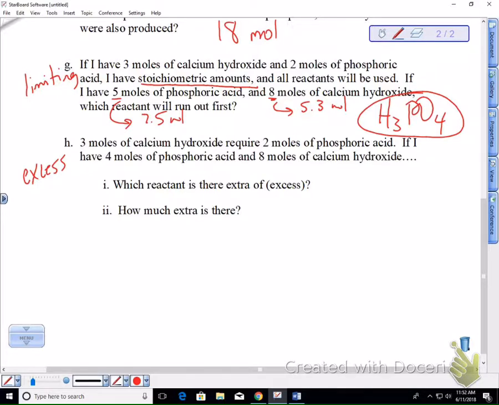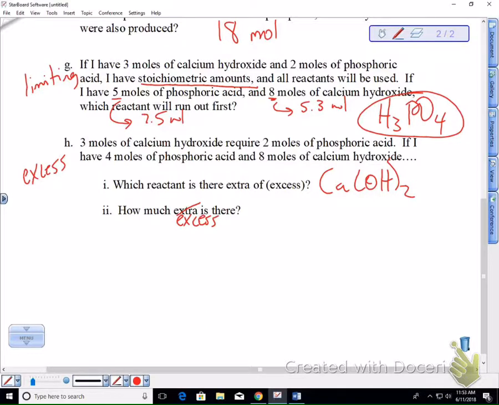Well, it's really very similar to part G. Instead of 5, I gave you 4, still with 8. So we haven't really changed a whole lot. The one that's going to run out first is still the phosphoric acid, and you can use the ratios to prove that. So the calcium hydroxide is the excess reactant. How much extra is there? We're going to eventually call that how much excess.